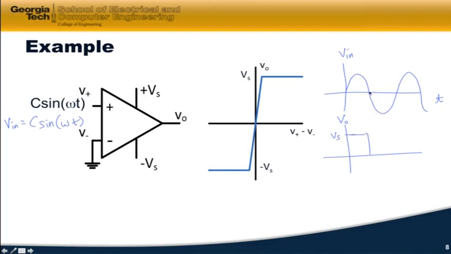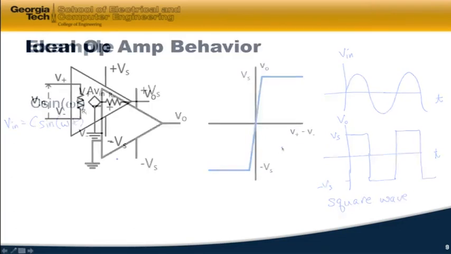And then when I go through the zero crossing, it becomes negative. It goes to minus Vs. And it stays that way as long as we're on the negative cycle of this sine wave. And then when we go positive again, it goes positive. So in other words, we've converted our sine wave into a square wave by sending it through a comparator.